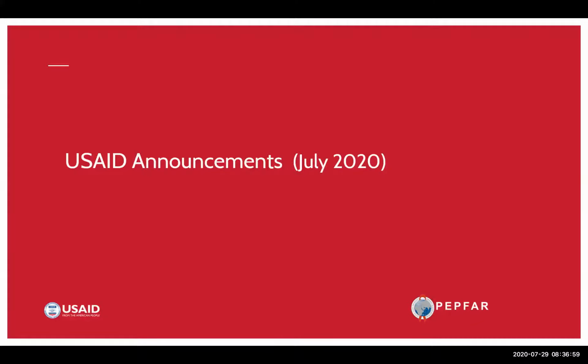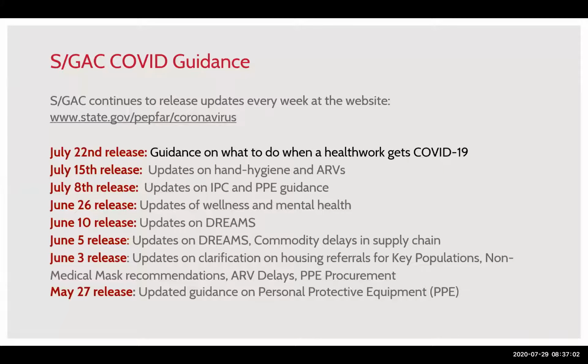I just want to give a few USAID updates on our COVID guidance. As hopefully those who have been tuning in are aware, PEPFAR is releasing new and updated guidance on COVID twice a week, and these are continuing with the last release on July 22nd for guidance on what to do when a health worker gets COVID-19. All of these guidance documents can be found at the link provided here, and they will continue to be releasing updates for guidance on Wednesdays and Fridays.